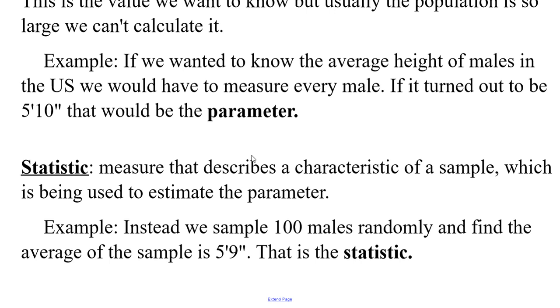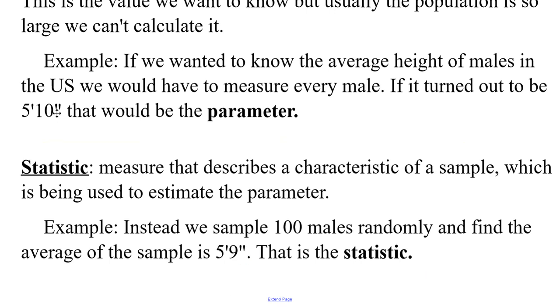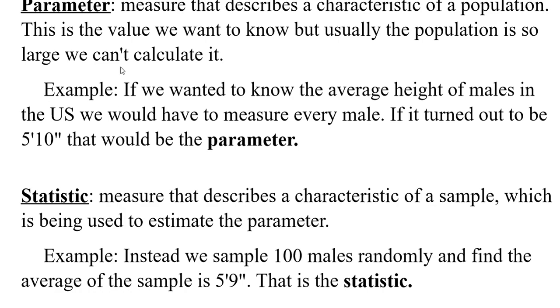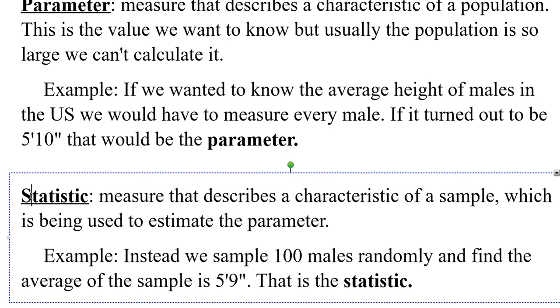We hope it's close to the parameter, but technically we never know. And that's why there's a whole field of statistics to say how good we feel about this value being close to the true unknown value that technically maybe only God knows. So that's parameter. It's the value for the population. The statistic is the value for the sample. You can remember because parameter starts with P, so it's the value for the population. The statistic starts with S, just like sample. It's the value for the sample.